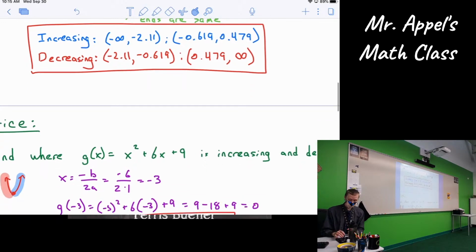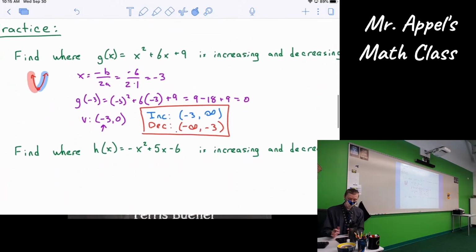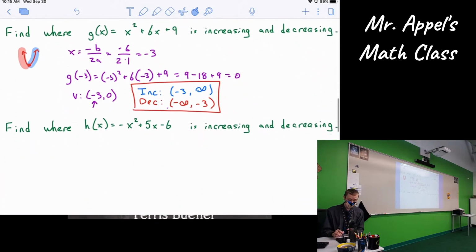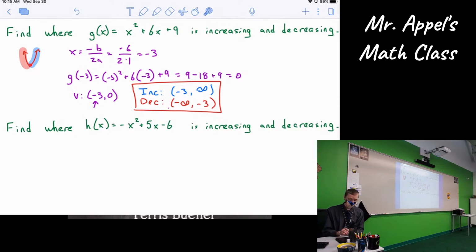So just a bit of practice here today on quadratics. Go ahead and try that one. Tell me where h is increasing and decreasing. And since we're only dealing with plain old parentheses, numbers, and commas, you can actually type your answer into the Zoom chat, and I can see how you did. Give that a test there.